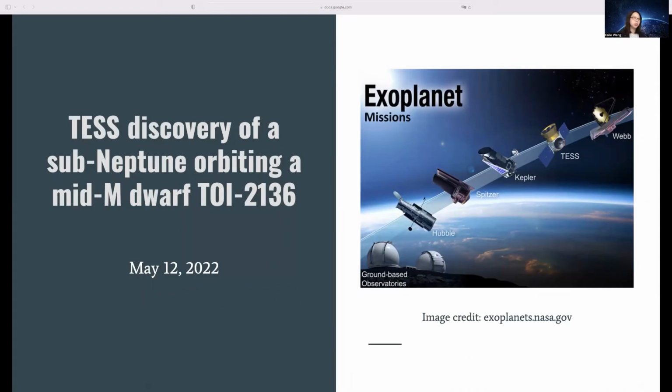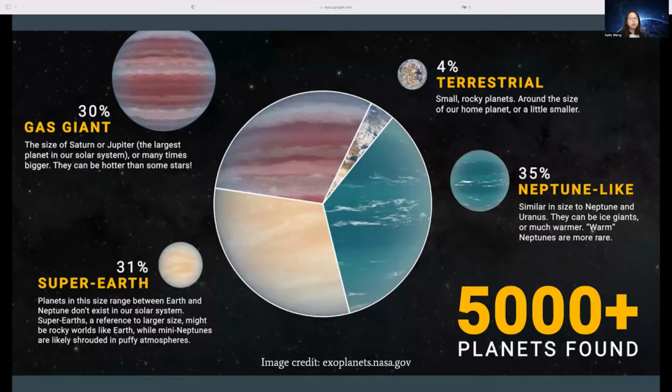So today I'm going to share a TESS discovery of a sub-Neptune orbiting a mid-M dwarf, TOI-2136. Up to date, there are over 5,000 planets discovered so far, but you can see that most of the planets do not look like any of the planets in our solar system, specifically the super-Earths and the Neptune-like planets, or the sub-Neptunes. They are planets with a mass between Earth and Neptune, with a radius between 1 to 4 Earth radii. They look very similar, but in fact, they have very different composition and density.